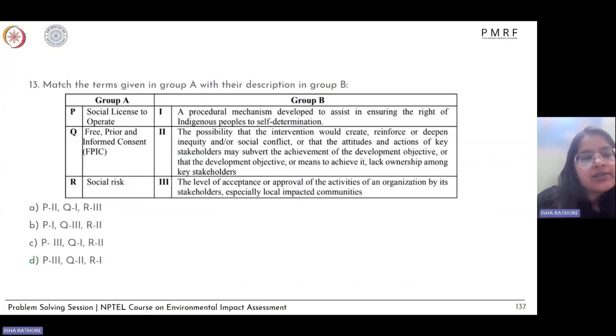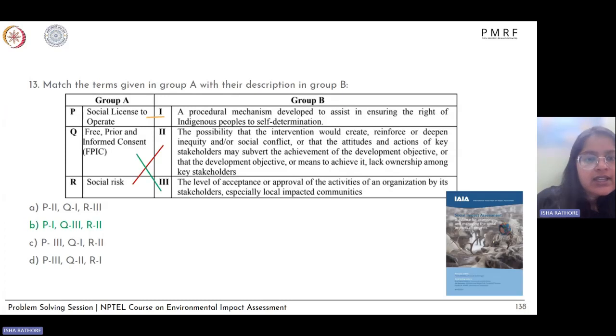Moving on, match the terms given in Group A with their description in Group B. So you have terms in Group A and their descriptions in Group B. So the correct answer is B, that is, free, prior, and informed consent is a procedural mechanism developed to assist in ensuring the right of indigenous peoples to self-determination. Then social license to operate, Q, matches with 2, which is the level of acceptance or approval of the activities of an organization by its stakeholders, especially local impacted communities.